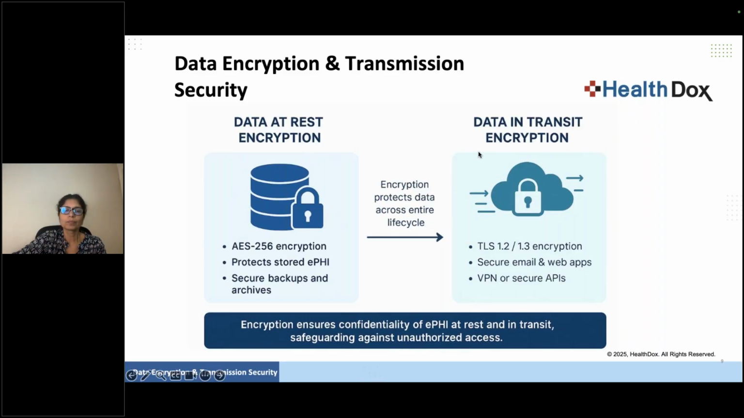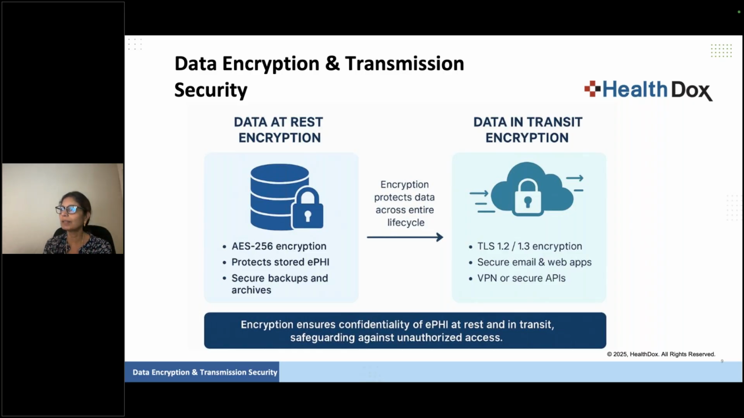Let us talk about data encryption and transmission security. Encryption is one of the strongest shields we have in protecting ePHI. It ensures that even if the data is intercepted or stolen, it is unreadable without the right keys. So how do we enforce it? HIPAA requires us to secure data both at rest, meaning when it is stored on servers, laptops, or devices, and in transit, meaning when it is being sent across networks or email.